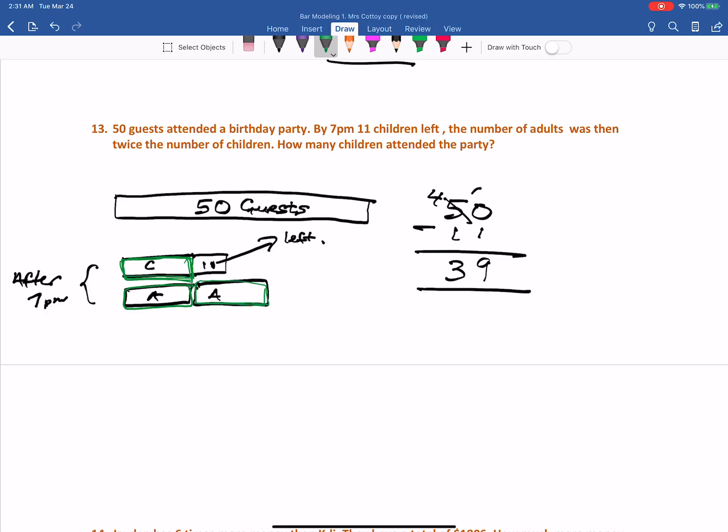The children represented half the number of adults. The adults represented twice the number of children. So we have 3 equal parts. How do we find out the value of one of those equal parts? We divide by 3. 39 divided by 3. 3 into 3, 1. 3 into 9, 3. So each of these parts is worth 13. There's nothing that we don't know. All parts are labeled in the diagram, so we can answer any question about it.